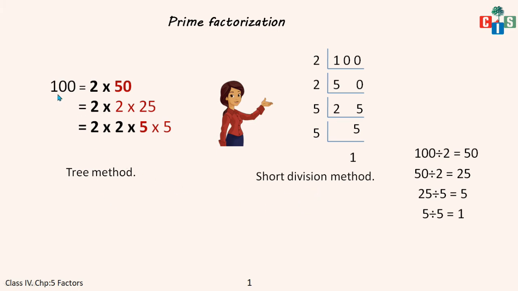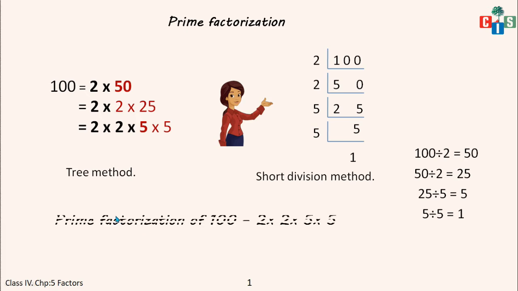Now see, students, the factor of 100 is 2 multiplied by 50. This is only a factor. 50 is not a prime factor, whereas 2 is a prime factor. So I cannot say this is prime factorization, because 50 is not a prime factor. But 2 multiplied by 2 multiplied by 5 multiplied by 5 is the prime factorization of 100. Why? Because each number is a prime number, and you cannot divide it any further.